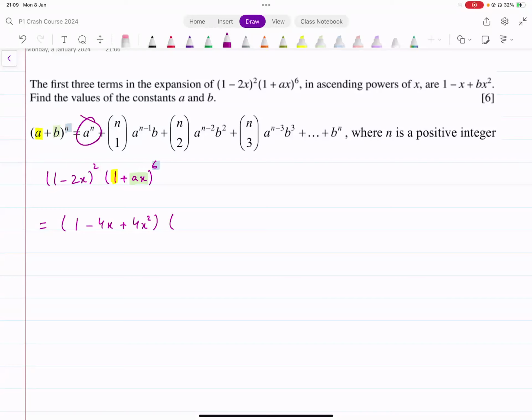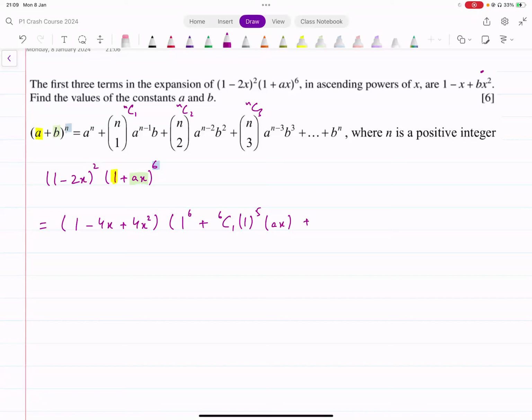a raised to power n, that's 1 raised to power 6, plus nC1, remember this is nC1, this is nC2, this is nC3. nC1, that's 6C1 into a raised to power n minus 1, which is 1 raised to power 5 into b. What's b? b is ax. ax.